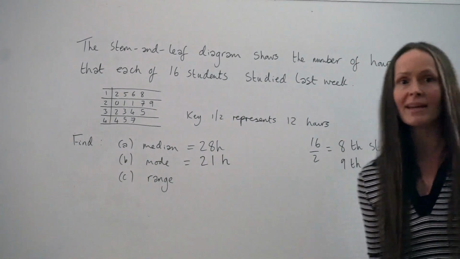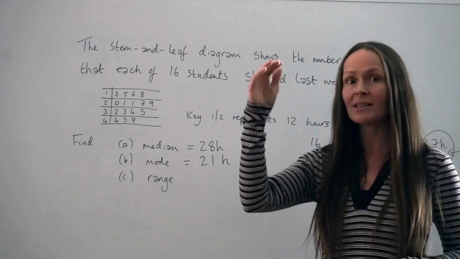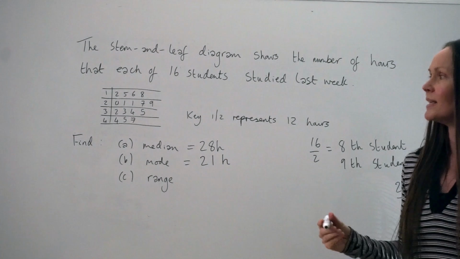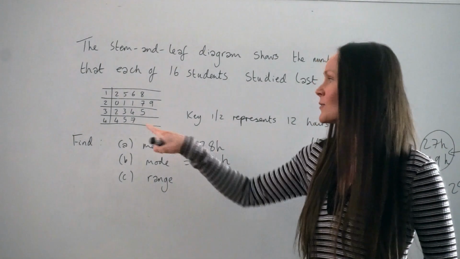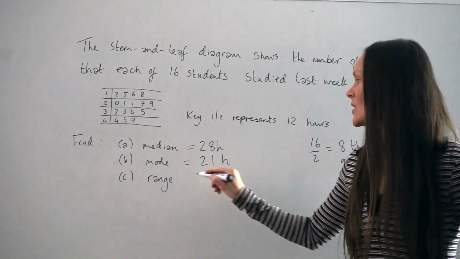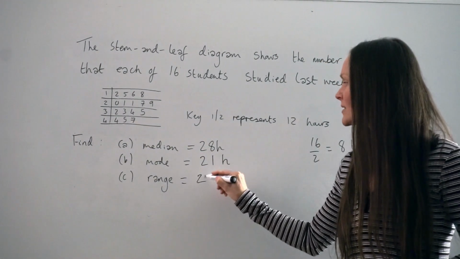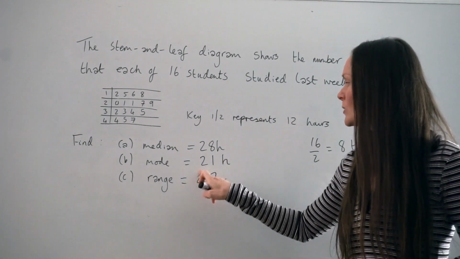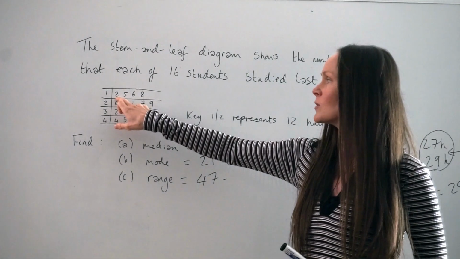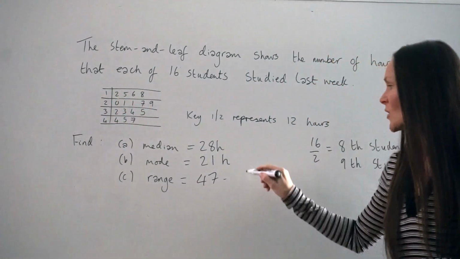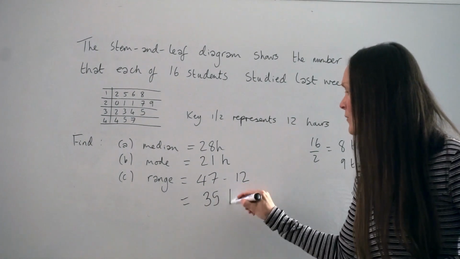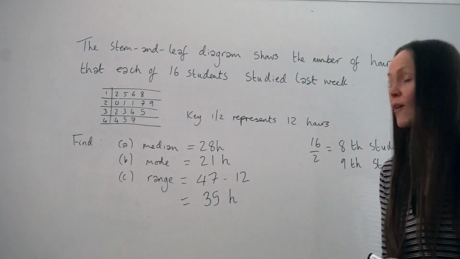Now, to calculate the range, we have to find the highest value and subtract the lowest. Now, the highest value in a stem and leaf diagram is always the last value, the one at the end here. So this is 47 hours. Then I need to subtract the smallest one, and the smallest one is always the first value in the stem and leaf diagram, so this one at the top, 12 hours. So if I subtract 12 from 47, I get 35, so the range is 35 hours.